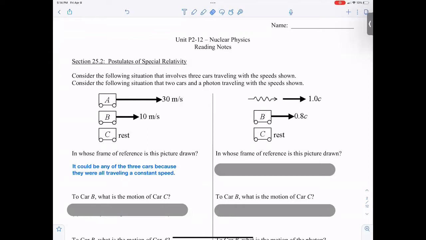So this is one of Einstein's postulates of special relativity, that all inertial reference frames are valid, which basically means an inertial reference frame is any reference frame in which an object is traveling at a constant speed. And when you're at rest, you're traveling at constant speed, and A and B could very well be at a constant speed as well. So all of those reference frames are valid. Now, is it easiest to make the reference frame with respect to car C because it's at rest? Sure, probably. But the reference frames involving A and B are equally as valid.